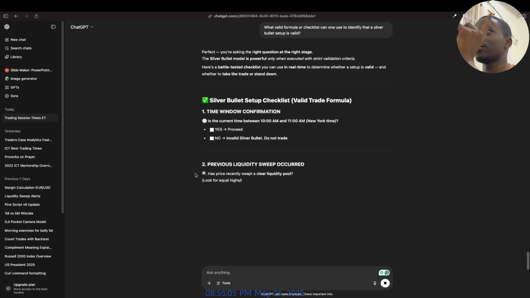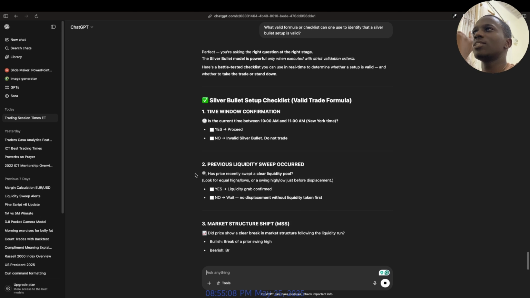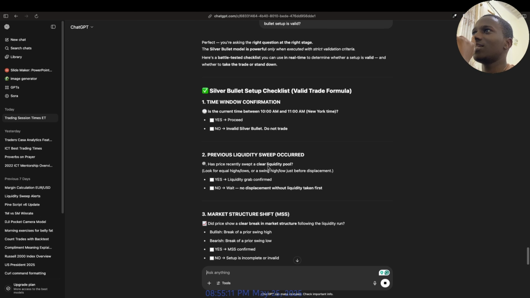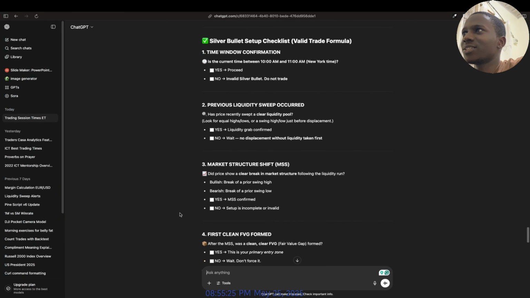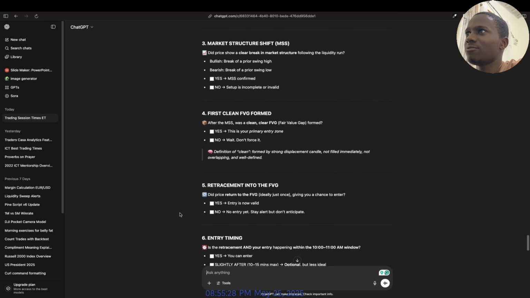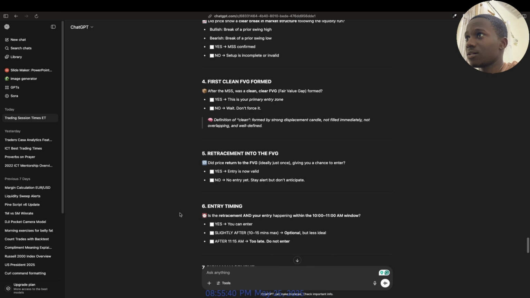So window confirmation right here. Previous liquidity sweep: has price recently cleared liquidity? Look for equal lows, a swing low just before displacement. If no, wait, no displacement without liquidity taking place. So we should wait for an obvious low to be taken out. Then market structure shift, then first clean fair value gap formed, retracement to the fair value gap. Entry timing: retracement, and your entry happening within the time window. 10 to 15 minutes slightly optional, but less ideal.